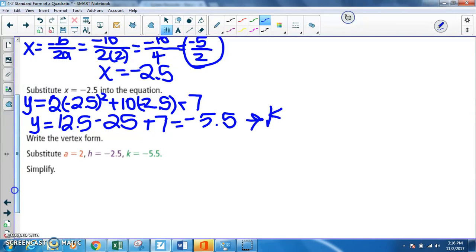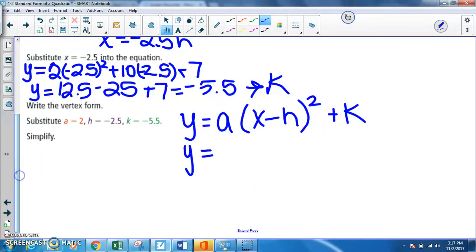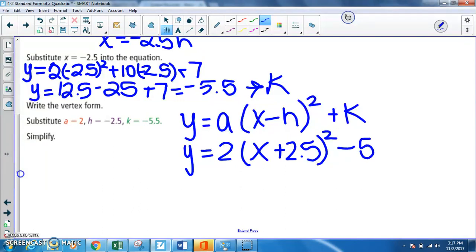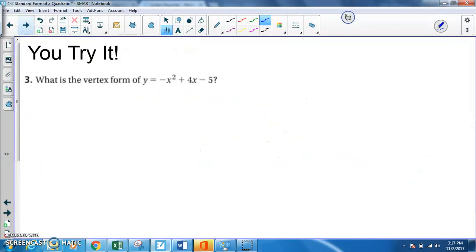So this is our K value. This is our H value. We have to substitute A, H, and K into our vertex form. So we have y is equal to A times x minus h squared plus k. Y is equal to A, which was 2, times x minus h, which would be x plus 2.5 squared, minus 5.5. You guys try this one.